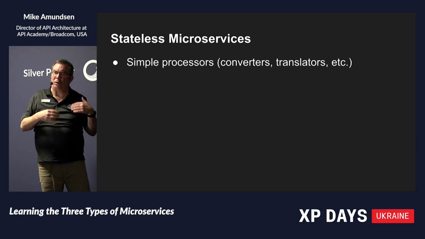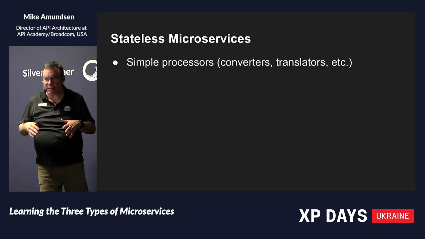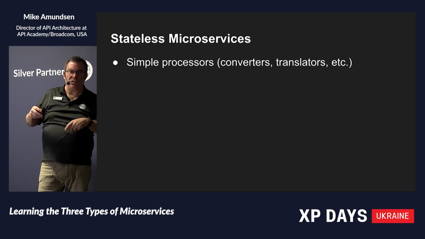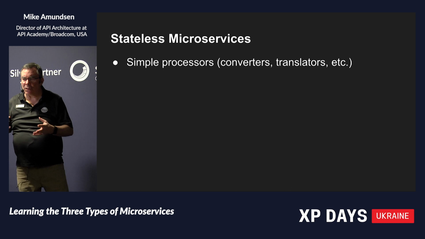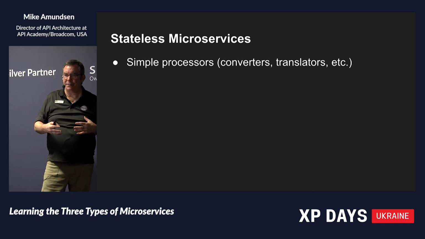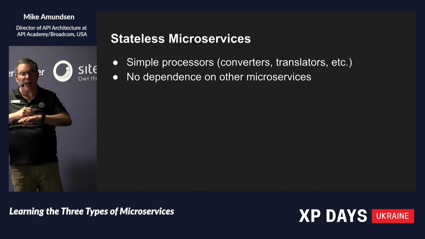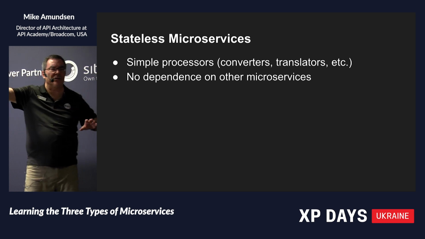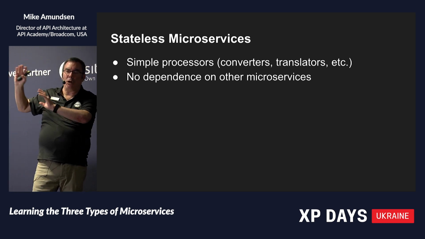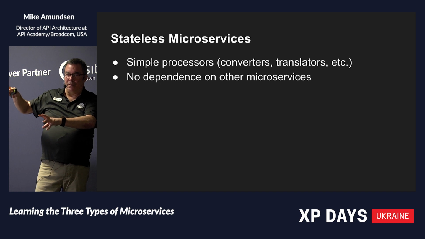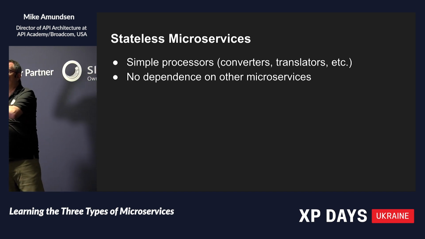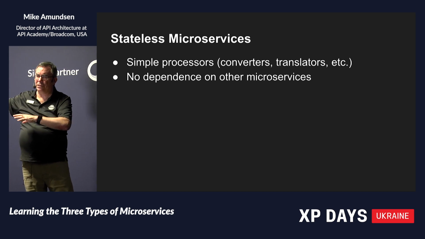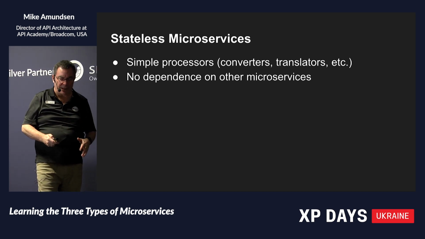So these are simple processors. They're converters, translators, mathematics, language translation, weights and measures, simple tables, lookups, things like this. They're very, very simple. They have no dependence on any other service. They can operate on their own just fine. They don't have any other connection. They don't have any other dependence on some other storage service or some other network service or anything like that. They're just by themselves.